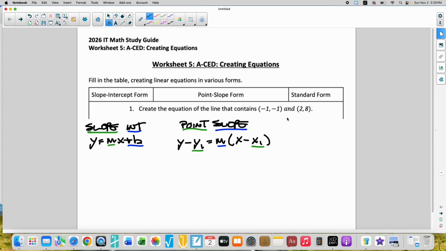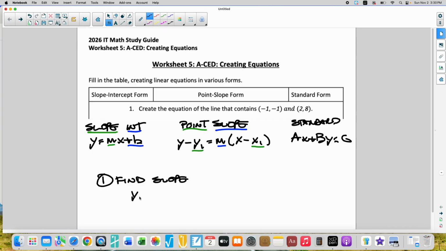And then standard form is ax plus by equals c. And the only thing that x and y stand for is a point. So create an equation of the line that contains that. The first thing we're going to do is find the slope.